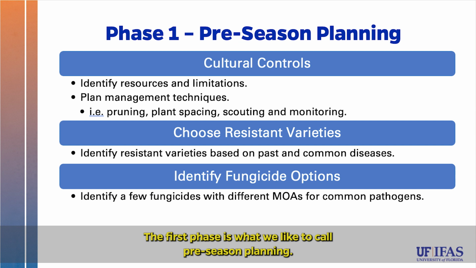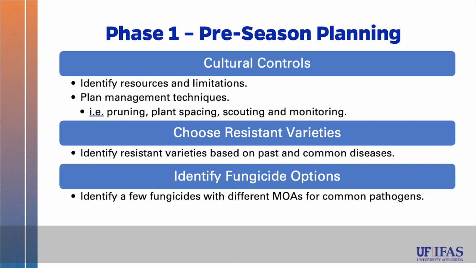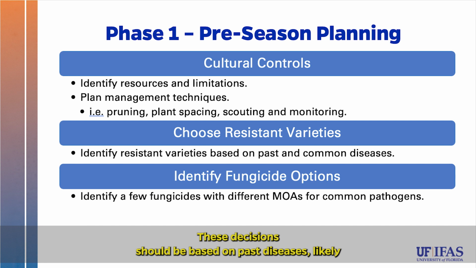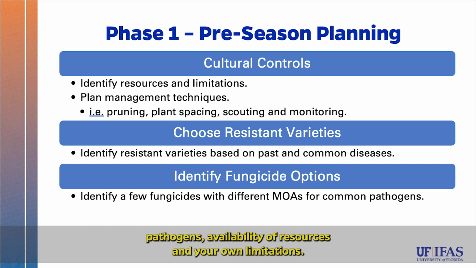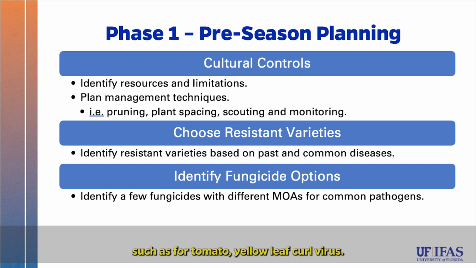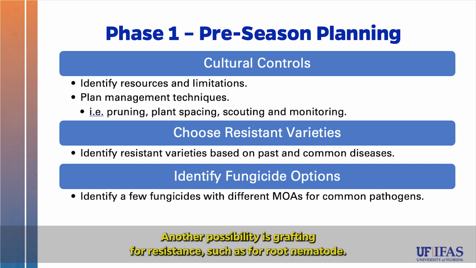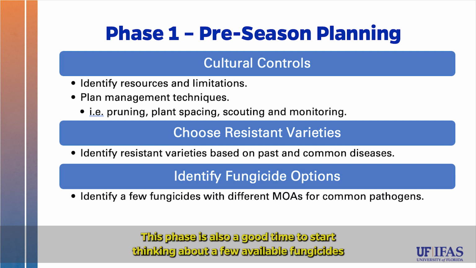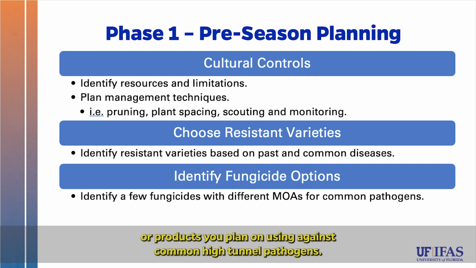The first phase is what we like to call pre-season planning. This is when you want to plan all of the cultural controls and management techniques you intend to use. These decisions should be based on past diseases, likely pathogens, availability of resources, and your own limitations. A common strategy often begins with choosing disease-resistant varieties, such as for tomato yellow leaf curl virus. Another possibility is grafting for resistance, such as for root knot nematode. This phase is also a good time to start thinking about a few available fungicides or products you plan on using against common high tunnel pathogens.